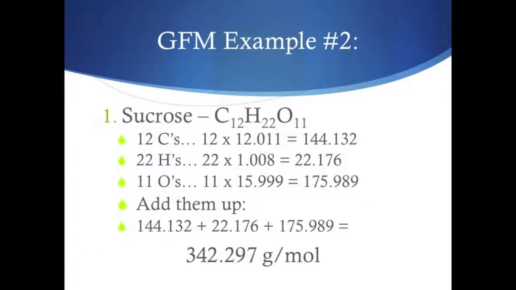Our second gram formula mass example is sucrose. The formula for sucrose is C12H22O11. Since there's nothing but subscripts, you can see that there's 12 carbons, 22 hydrogens, and 11 oxygens. Then you're going to take the amount of atoms and multiply it by the atomic mass, and you can see that carbon would be 144.132, hydrogen is 22.176, and oxygen is 175.989. Then all you have to do is add them all together, and you should get 342.297 grams per mole.